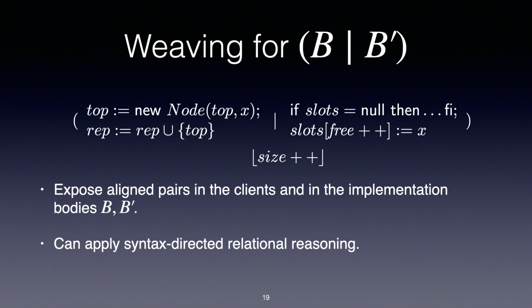Okay. So what we want to do is to expose the aligned pairs in the clients and in the implementation bodies B and B dash. So we have already seen how we have exposed the aligned pairs in the client, but this is how we expose the aligned pairs in the implementation body. Here there's only one aligned pair, size plus plus. This is a synced pair. And then for the other one, it's split. For the rest, it's split. And we can then apply syntax-directed relational reasoning.